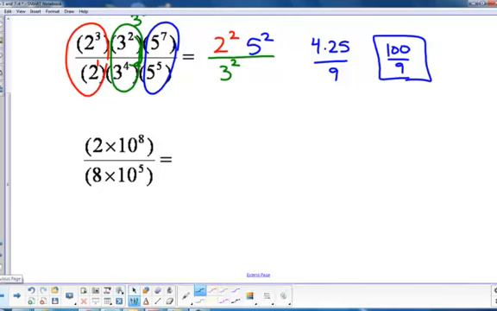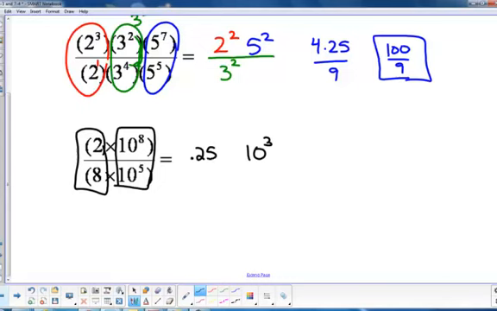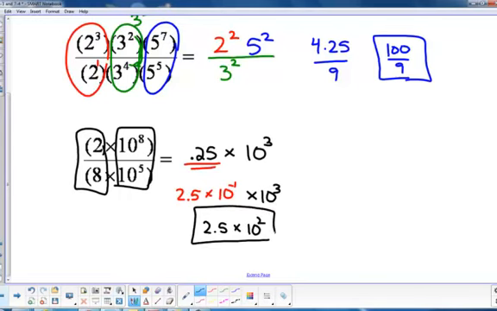All right. 10 to the 8 over 10 to the 5 is 10 to the 3. And 2 over 8 is 1/4, which is 0.25. Now, if you had to put that in proper scientific notation, you need to rewrite the 0.25 as 2.5, and that would mean you have a 10 to the negative 1, because that's really 0.25. And then if you still have this 10 cubed, your final answer is 2.5 times 10 squared. So that's the best answer in proper scientific notation.